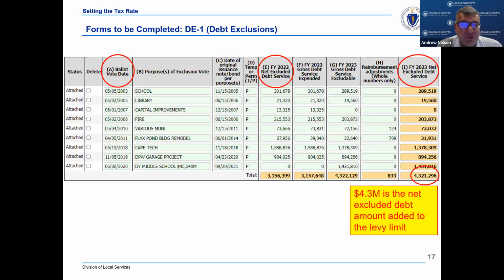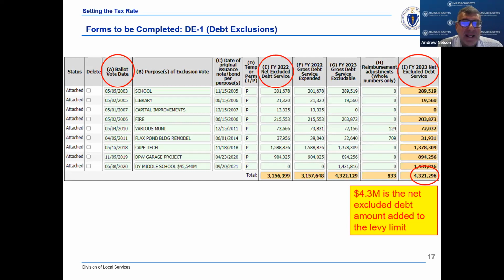This form is filled out generally by the treasurer collector, the finance director, someone who's really in tune with what's going on with the debt and knows what's happening on an annual basis. I'll go through the columns here. Column A is the date that the ballot passed. That's when you had the election in town and you approved the project.